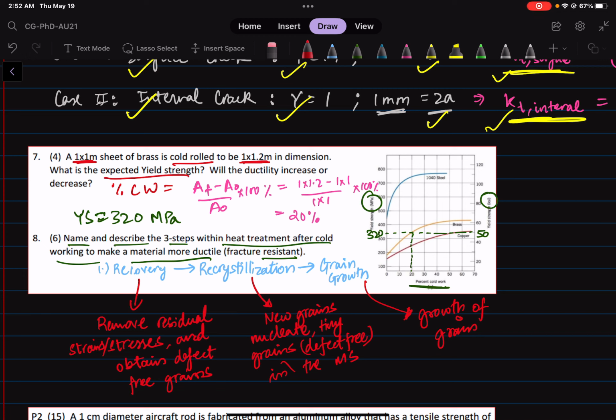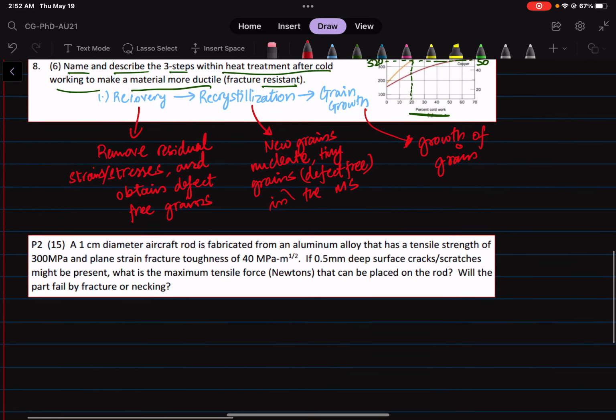Also, to answer a previous question that I did on the part about whether ductility increases or decreases: what happens is that when you do the cold work, you end up adding dislocations to your material. The more the dislocations, the more the hindrance for the material to elongate, so the lesser the ductility. So the ductility decreases because of that cold rolling.